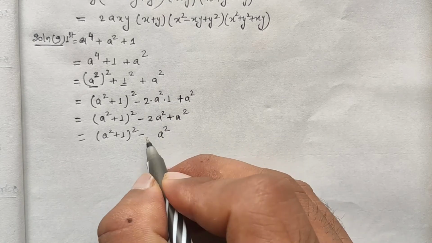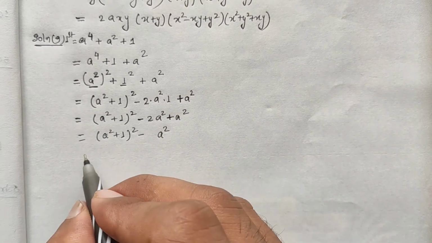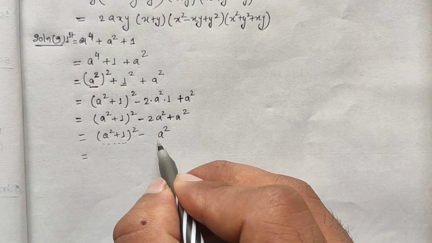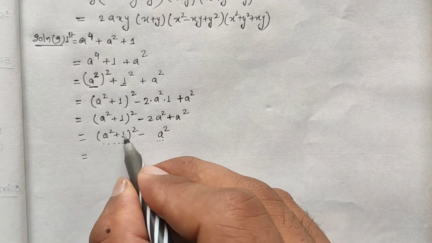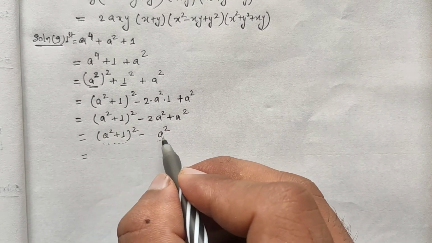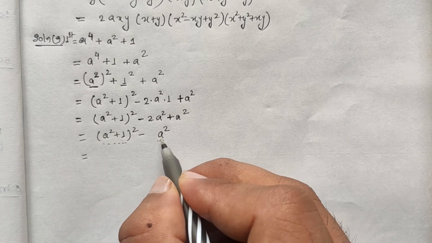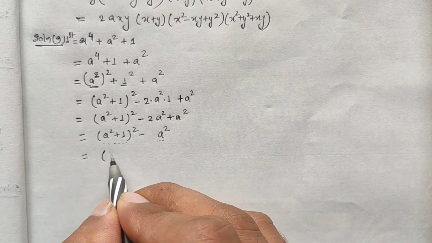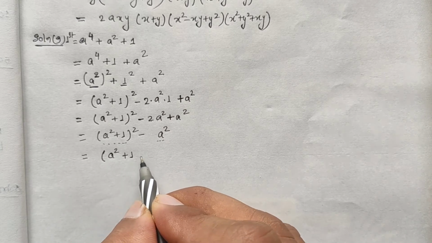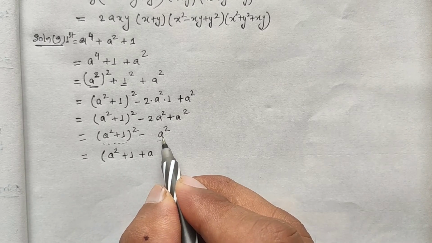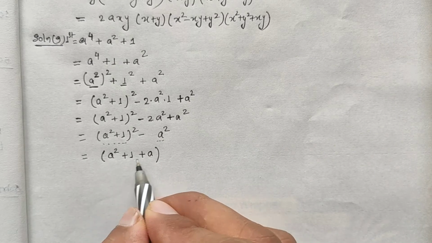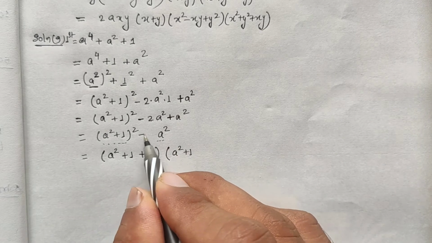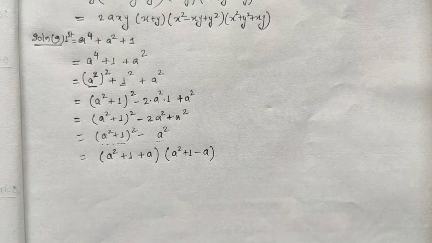Coefficients subtracted means 2 minus 1 is 1. We don't need to write 1. Okay, now again it is in a square minus b square form. So a square plus 1, you can take this as a and take this as b. Then what you can do? Now it becomes a plus b and a minus b. This is your factorized form.